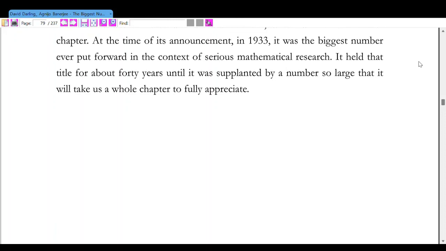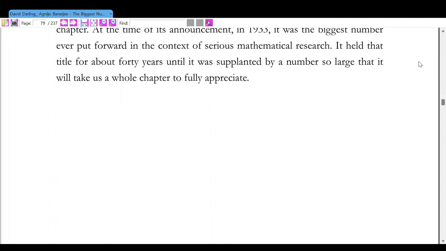It held that title for about 40 years until it was supplanted by a number so large that it will take us a whole chapter to fully appreciate.